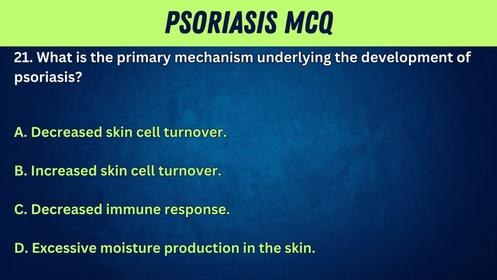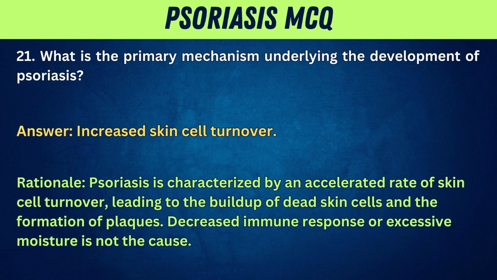21. What is the primary mechanism underlying the development of psoriasis? A. Decreased skin cell turnover. B. Increased skin cell turnover. C. Decreased immune response. D. Excessive moisture production in the skin. Answer: increased skin cell turnover.